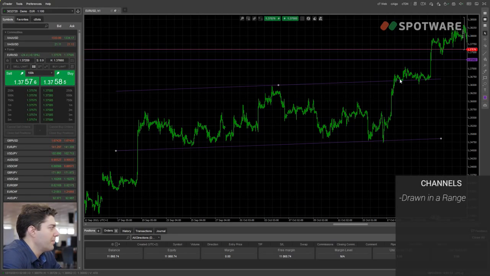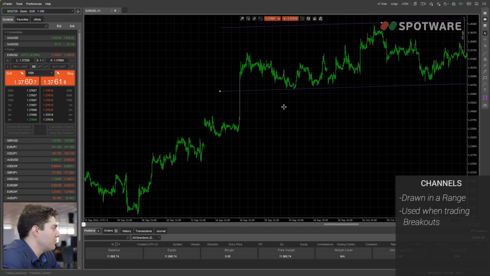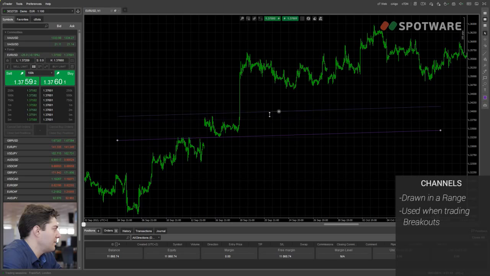This is a support level that was broken, and then it continues on. Channels are useful when trading breakouts also. So in this place, for example, when you have a very tight channel and the market is expecting something, you can trade breakouts.